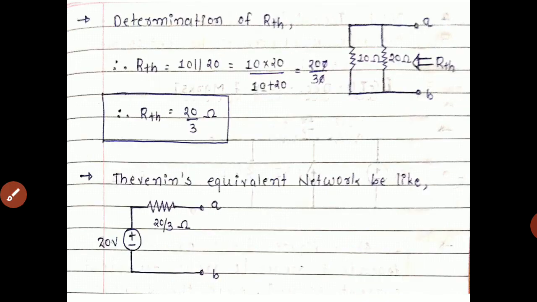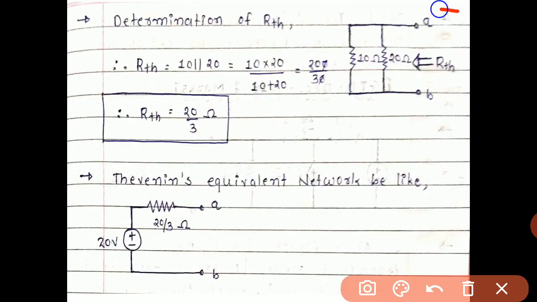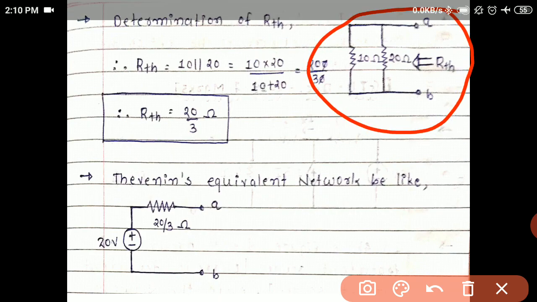So RTH will be like this, 20 parallel to 10. So we get the value 10 multiplied by 20 divided by 10 plus 20, so 200 divided by 30. So RTH we will get is 20 divided by 3 ohm. So now we have the values of VTH and RTH, so we can easily develop the Thevenin's equivalent network.